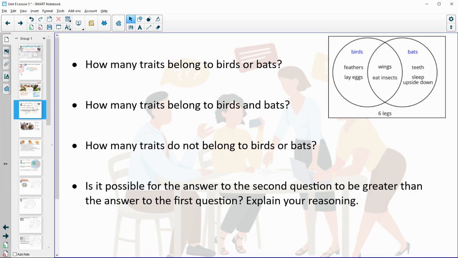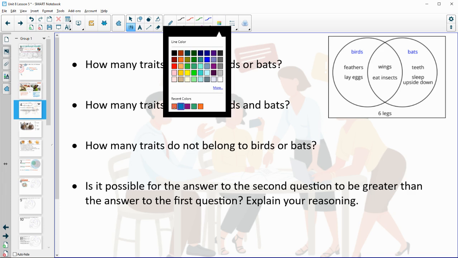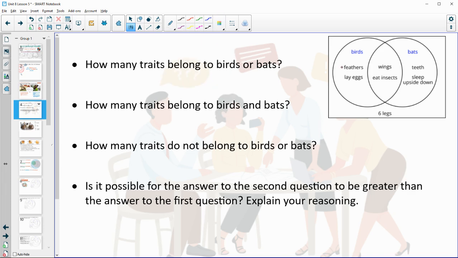So using that Venn diagram, why don't you go ahead and answer or think about answers to these 4 questions and then come back to the video and we'll discuss. So how many traits belong to birds or bats? Okay, so either birds or bats. So we see 1, 2, 3, 4, 5, 6 traits listed there.